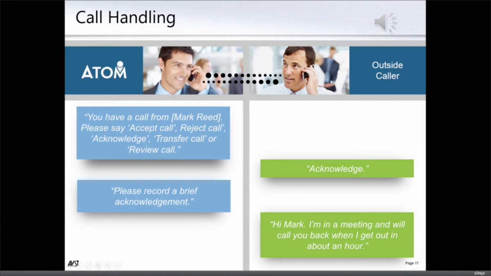So let's go ahead and kind of listen to one of the call features. One of the great things about Atom and our interface is it's not just messages. It's really, really heavy on the kind of things we can do with calls.